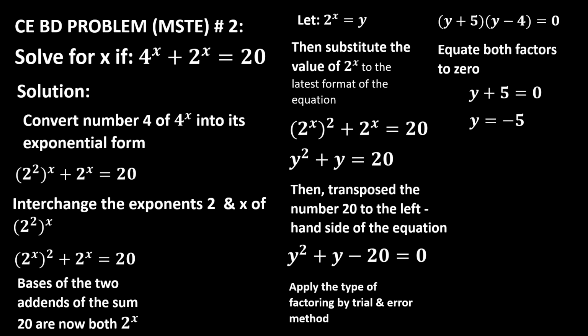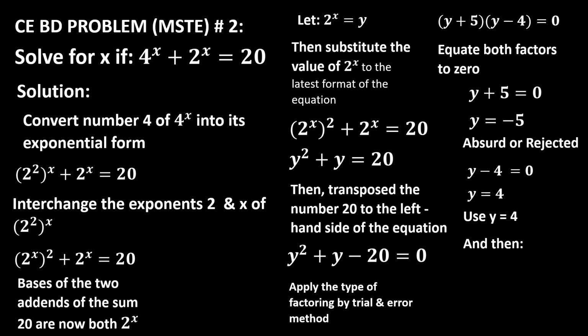Finally, we have obtained a value of y which is equal to negative 5. But the value of y equal to negative 5 must be rejected as absurd, since the value of y must be positive. Let us try then the other factor, y minus 4, equated to 0. After equating y minus 4 to 0, it is very clear that y equals 4, and we have to use this value because it is a positive value. Thus, we use y equal to 4.